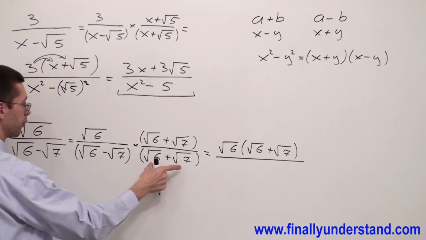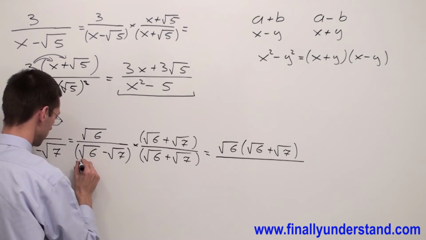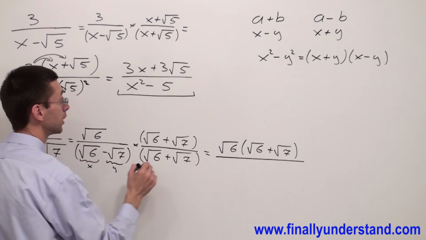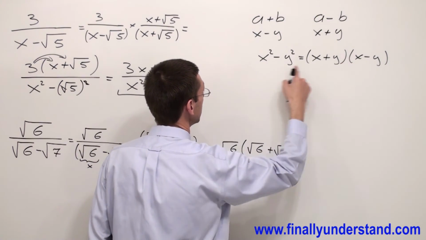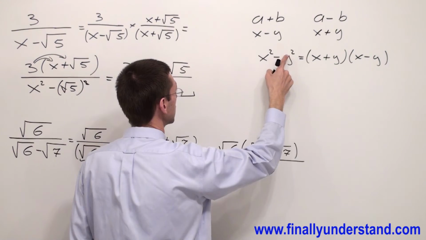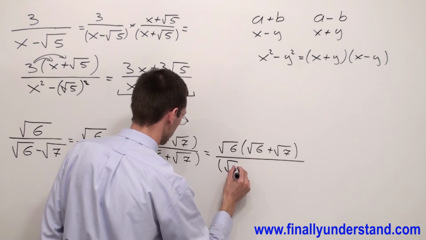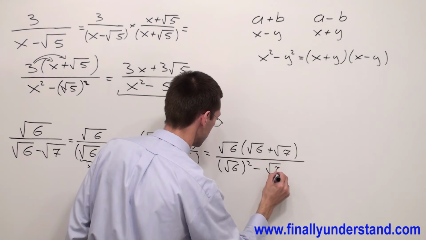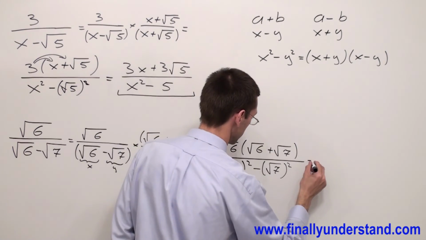Now, I'm going to apply this rule to my problem. This is my x and this is my y. The formula says anytime I have a binomial multiplied by its conjugate, my answer is the first term squared minus the second term squared. So that's why I'm going to have square root of 6 to the second power minus square root of 7 to the second power. This is going to be equal.